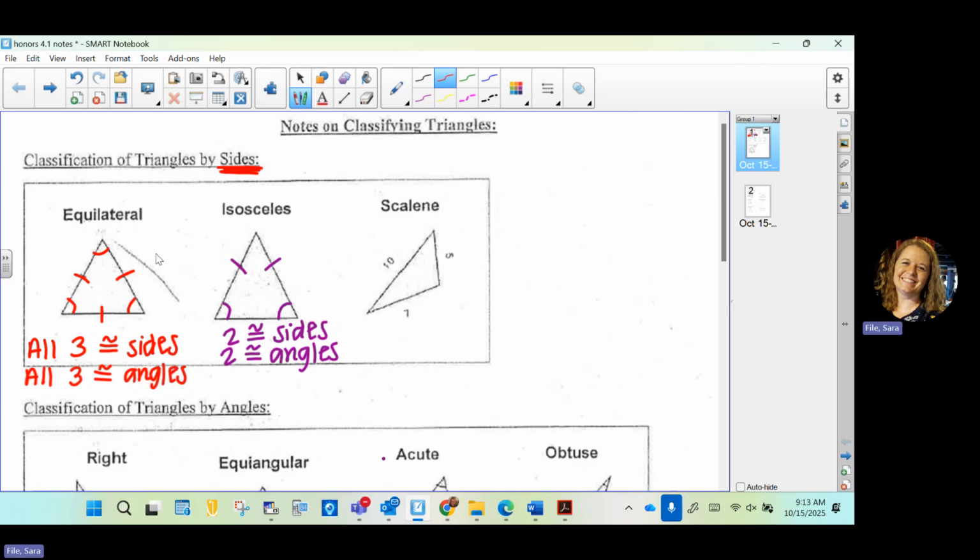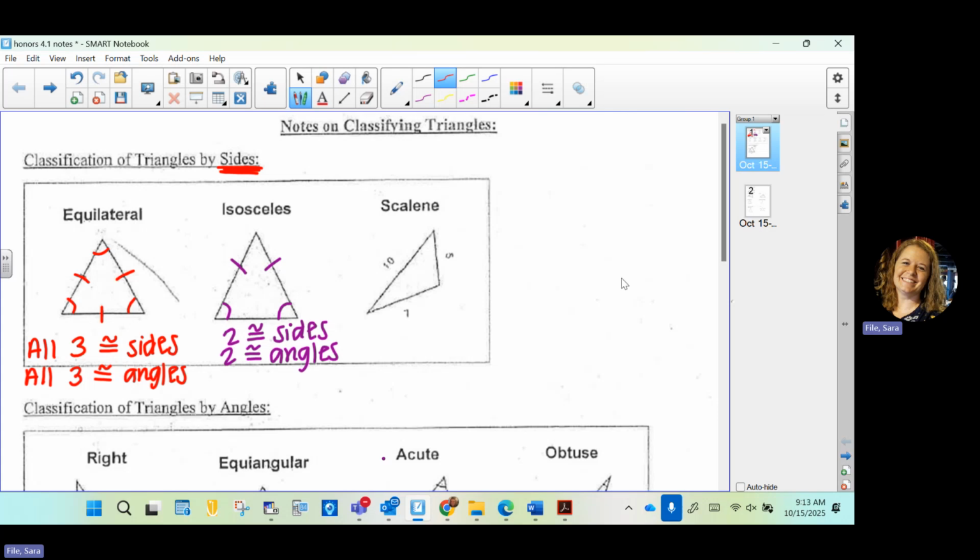Now, in an isosceles triangle, you can't know these measures unless something is given to you. But in an equilateral, you can. What are all three angles in an equilateral going to be? They're all going to be 60 because we know that the three angles of a triangle have to add to 180. So if these have to be equal, you just do 180 divided by 3, and those are each 60.